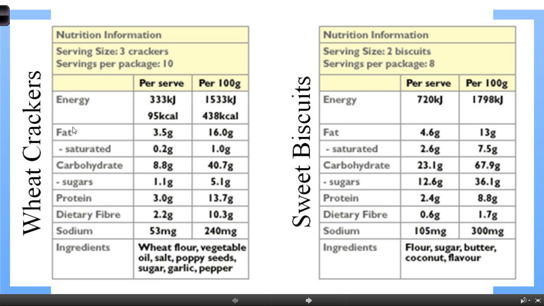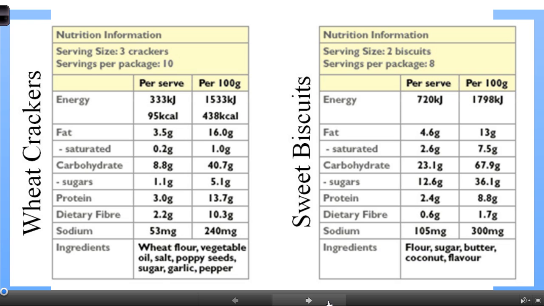So just remember here, fat, if you've got the little line here, saturated, this is 1 gram of the 16 that's saturated, or here sugars, 5.1 is 5.1 grams of the 40.7 of those carbohydrates or sugars. So what's the rest? Well, if you've got 5.1 grams of sugar, what other kind of carbohydrate might there be in wheat crackers? Well, let's have a look down here. Wheat flour, that's it. So carbohydrate, it's basically starch and sugar. So 5.1 grams of that is sugar. The rest of it would be starch.